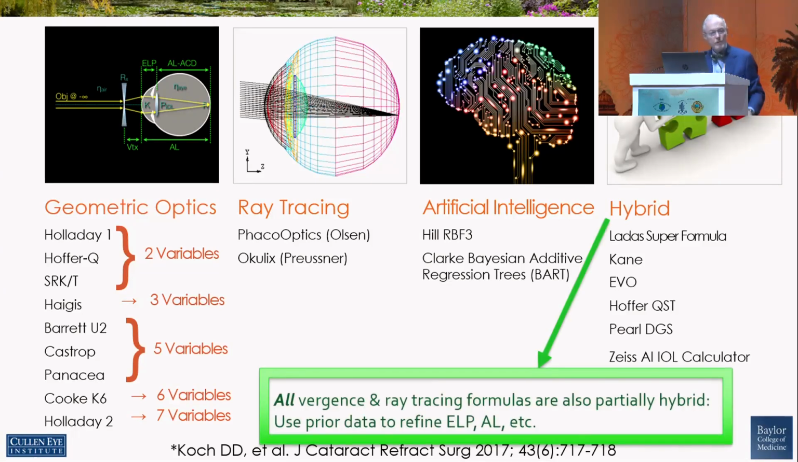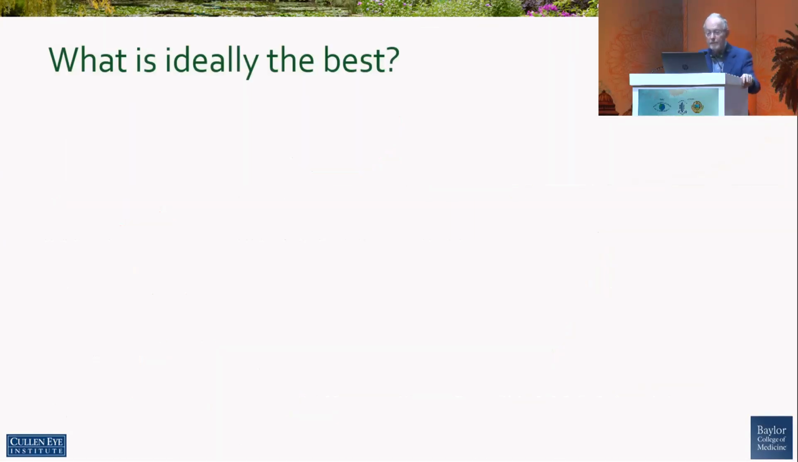But the truth of the matter is, every one of our formulas uses some form of at least big data, looking at results, and they use those results to refine the formulas for the ELP that are calculated. And so there's a kind of smearing or a combination. These distinctions are becoming less and less valid.